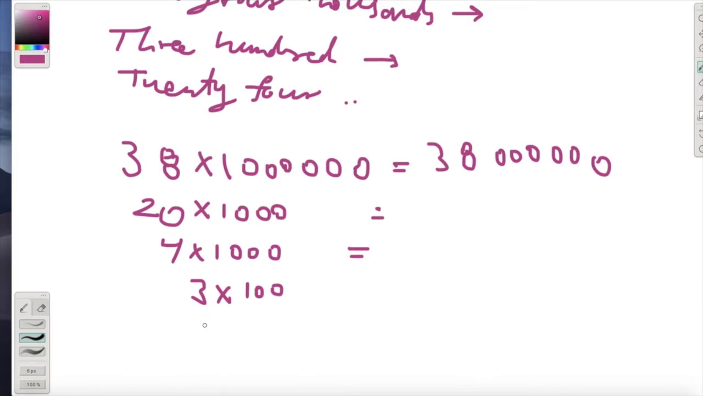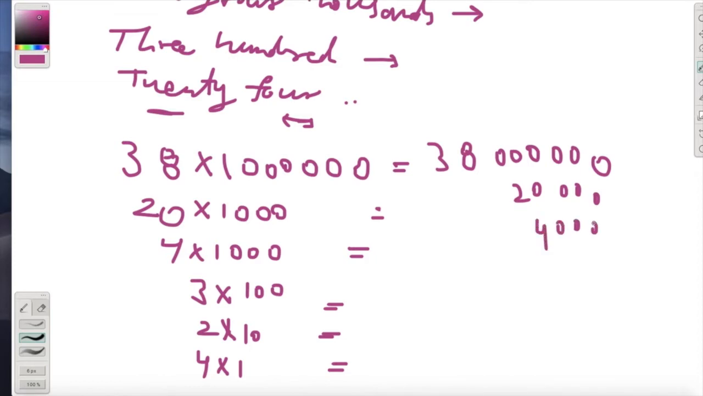So I'll just take 20 first. This is my one before the last, which is 20. So 2 into tens, and then 4, 4 into ones. So this is my last digit. Now I'm going to add it up. So 38 million, 20,000, which is my 20,000 here, 20 then thousands. Sorry for the handwriting. 4,000s, 300, 20, and then 4. We add all of it.